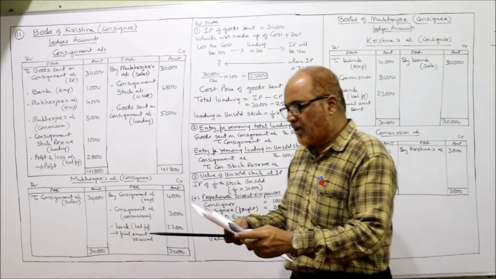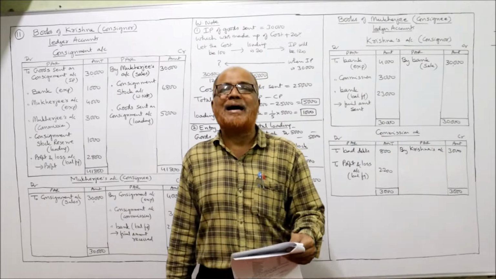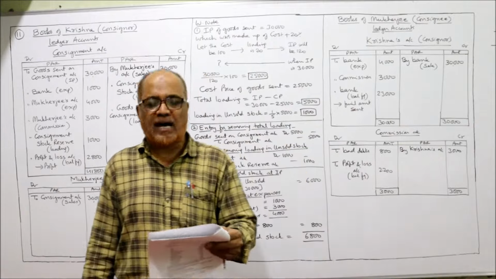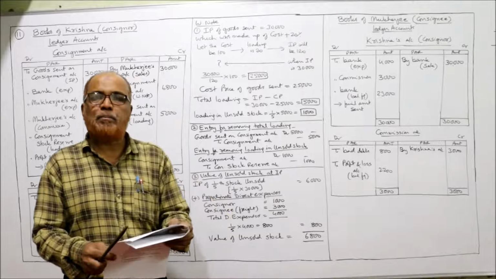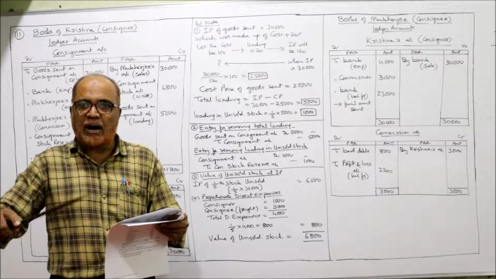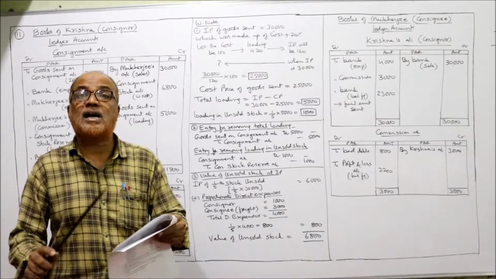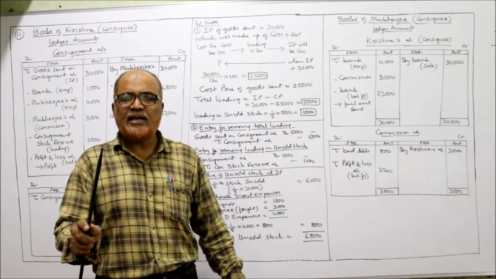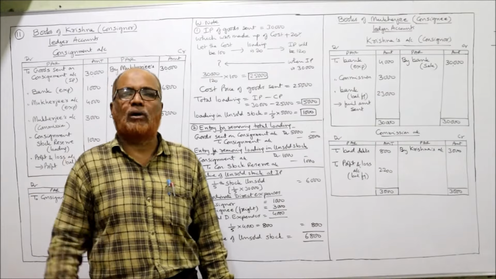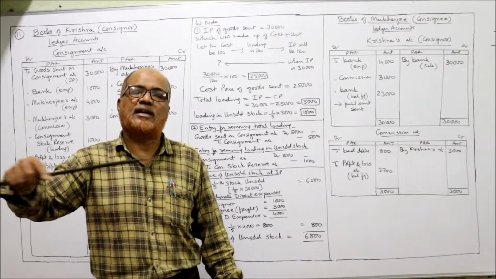You remember this. Next, Krishna spent rupees 1,000 on forwarding and packing. Krishna is the consignor, so the consignor spent 1,000 rupees as direct expenses. Mukherjee paid the following. Freight and cartage up to the godown. The freight and cartage paid is 3,000. This is a direct expense, any expenditure incurred by the consignee to take the goods up to the place of godown. After reaching the godown, any expenditure incurred is indirect.